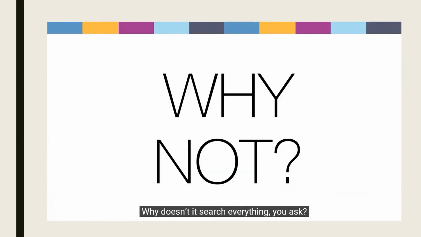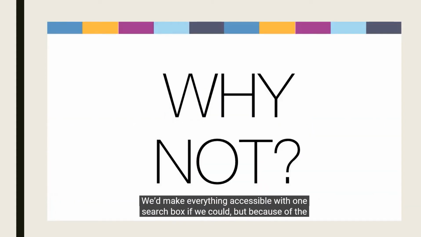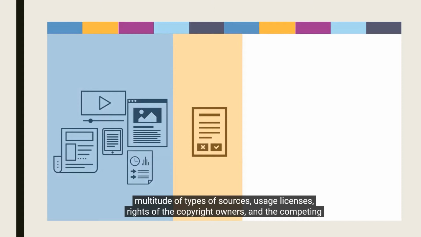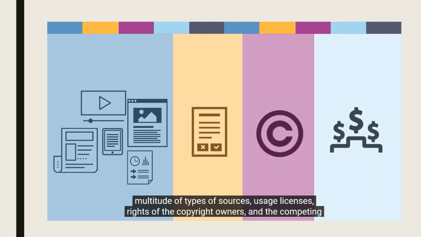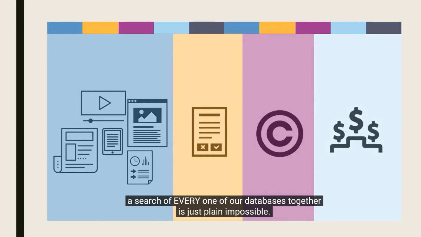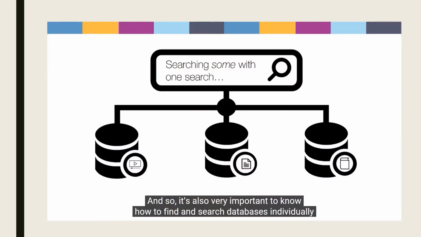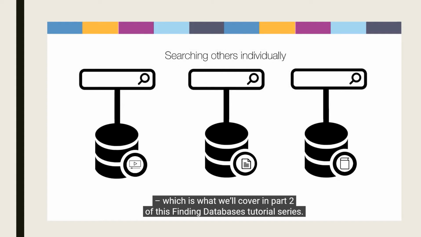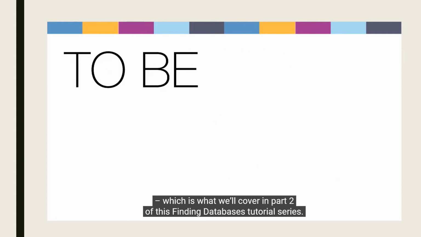Why doesn't it search everything, you ask? We'd make everything accessible with one search box if we could, but because of the multitude of types of sources, usage licenses, rights of the copyright owners, and the competing interests of the various companies involved that produce and sell the databases, making a search of every one of our databases together is just plain impossible. And so, it's also very important to know how to find and search databases individually, which is what we will cover in part 2 of this Finding Database tutorial series.